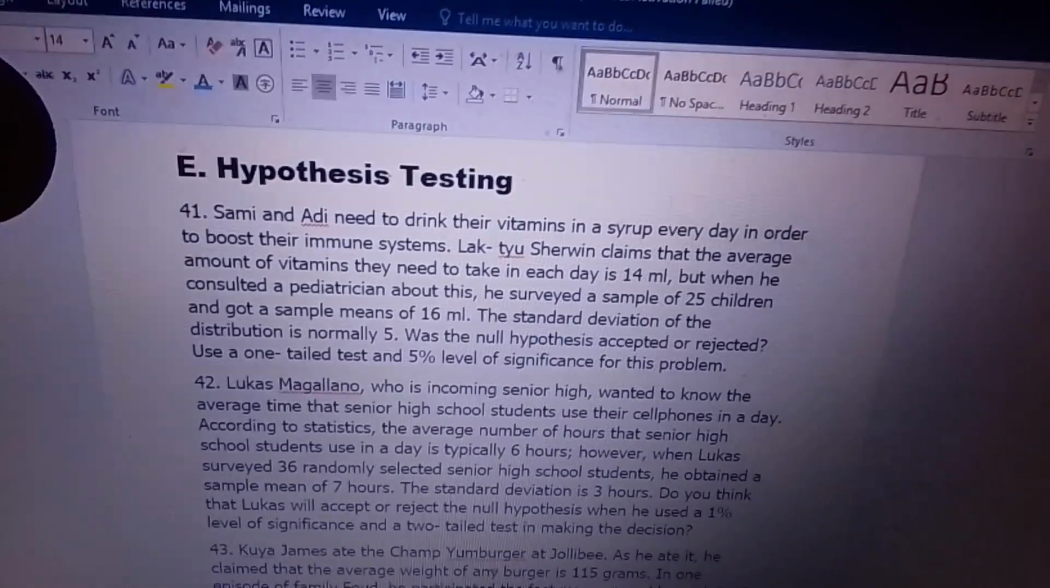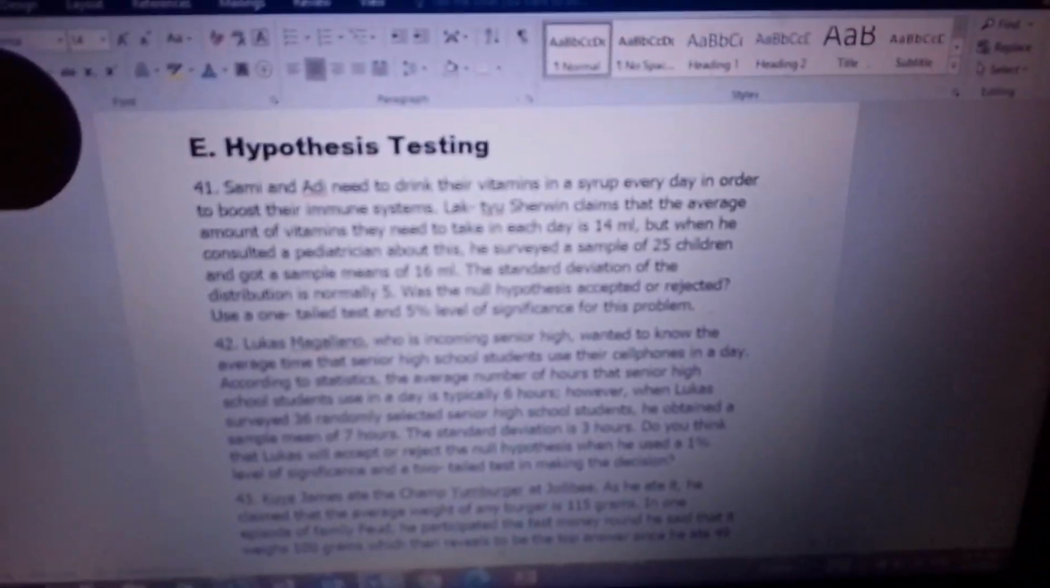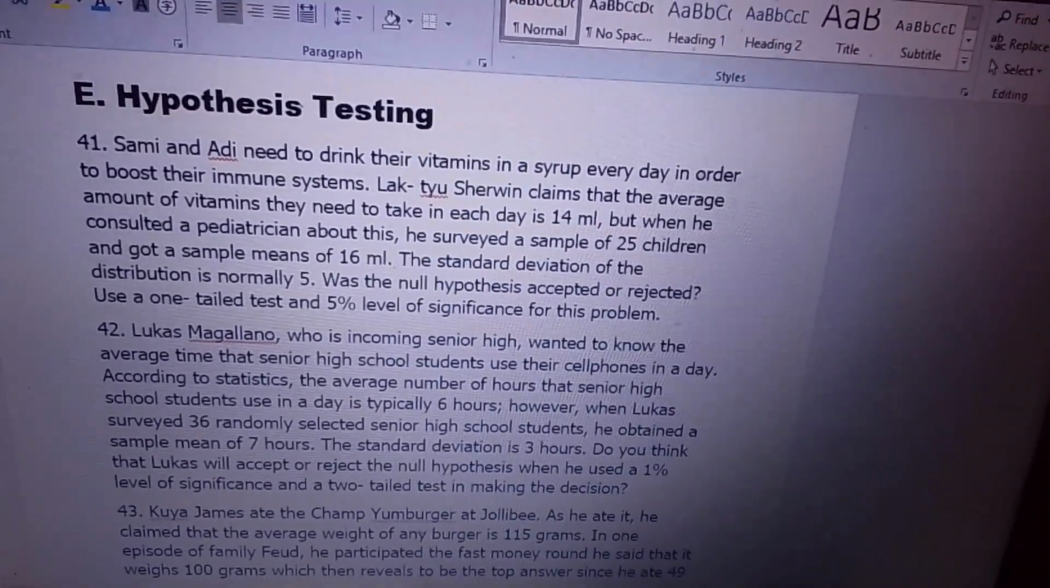So, ganito kasi yun. Di ba, remember I said that the null hypothesis can either be true or false, depending on the situation. Kasi nga, kung sa tingin mo dito, the null hypothesis is 14 ml. And that was said by Lactus Sherwin.